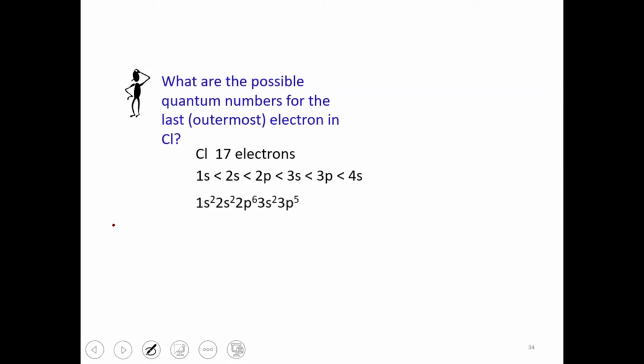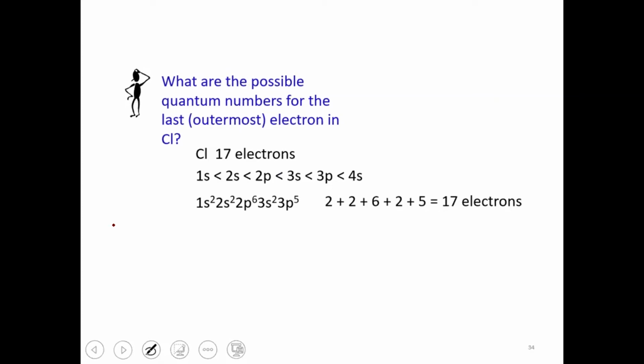So I would get 1s2, 2s2, 2p6, that's 10, 3s2, that's 12. I have 5 more. So I have room in 3p for up to 6 electrons, but I only have 5 left over. Make sure you double check your numbers here, right? 2 plus 2 plus 6 plus 2 plus 2 plus 5. That's 17. Okay, so we've got the complete complement of electrons here.